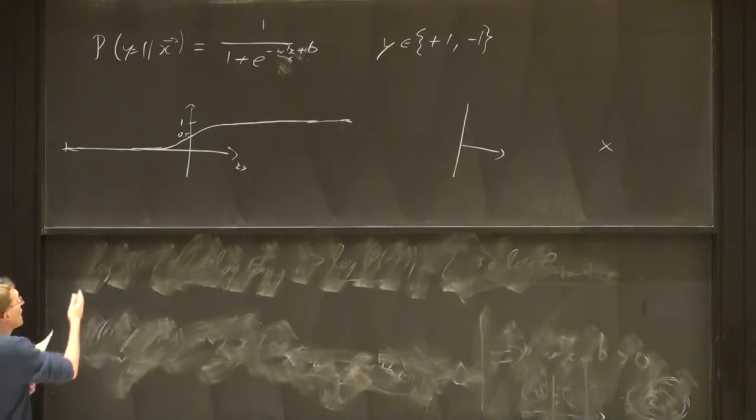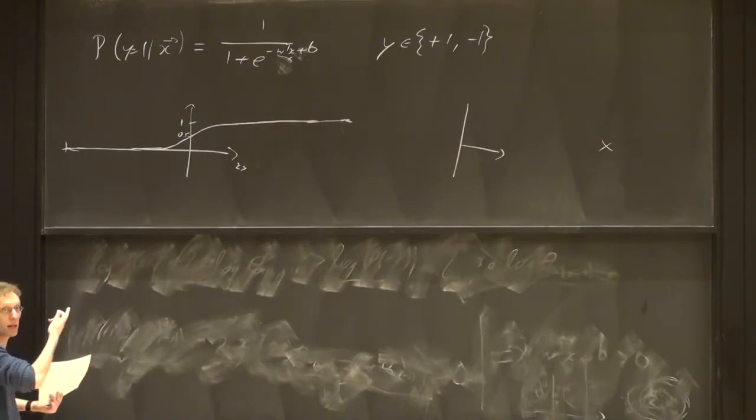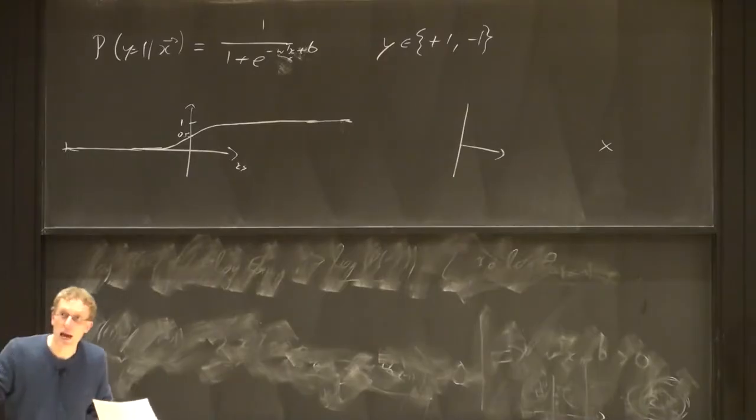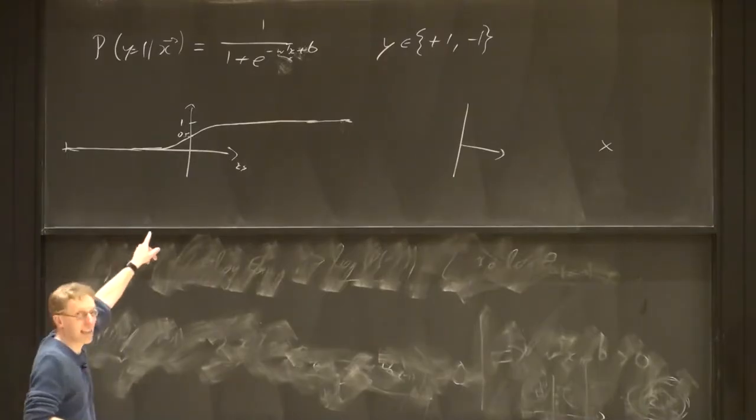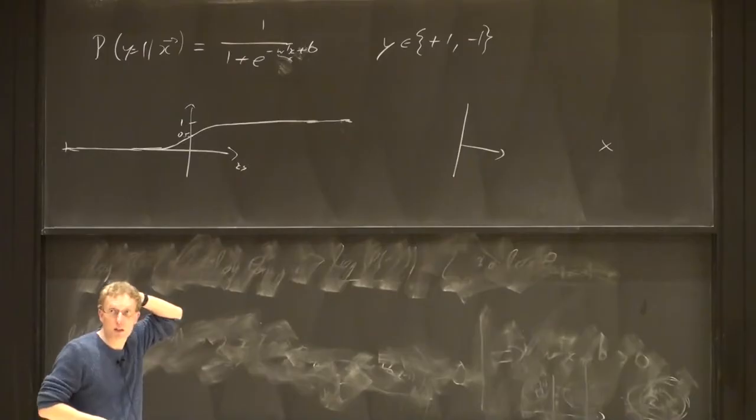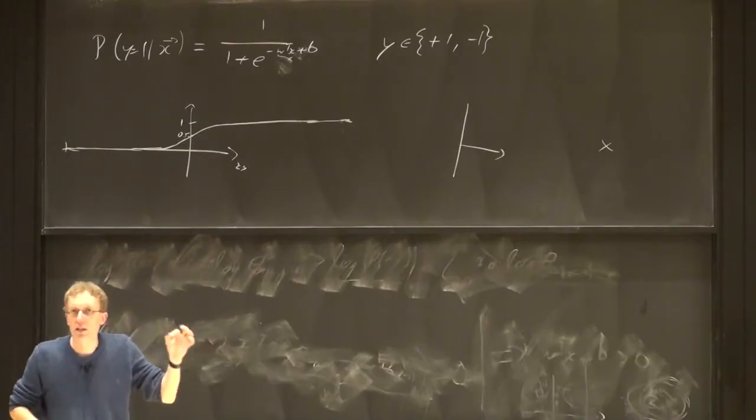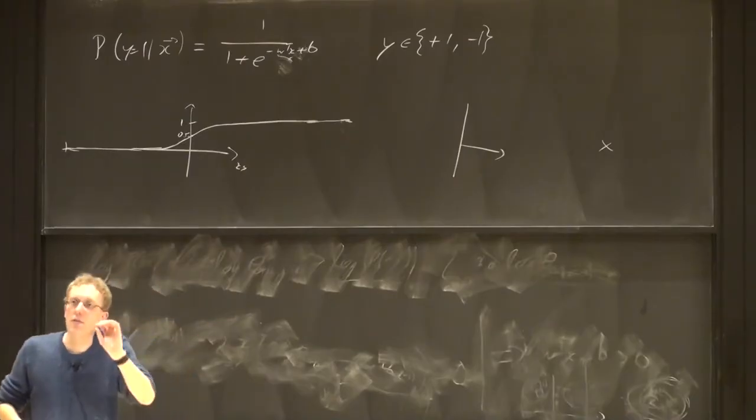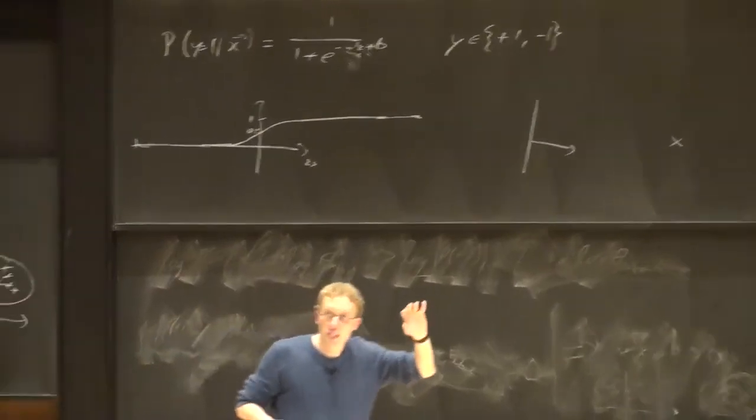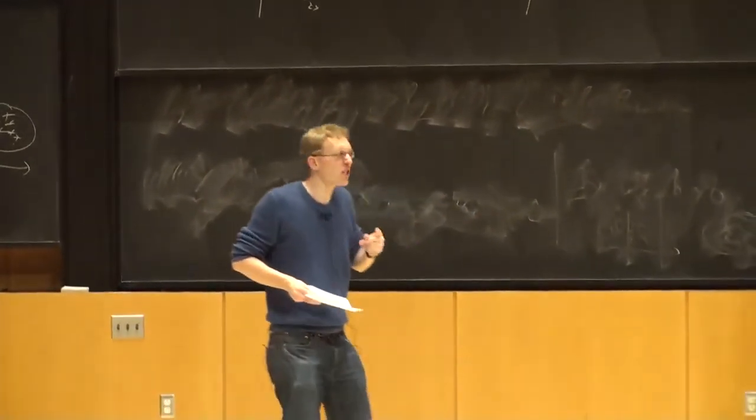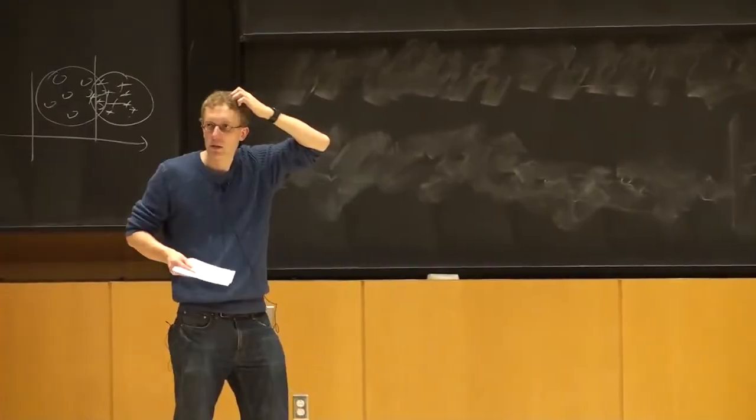Why don't we, if we're really interested in P of Y given X, and we know that the Gaussian naive Bayes at the end gives us exactly this expression, can't we just set W and B, instead of estimating the parameters of the distribution, can't we just estimate W and B directly?